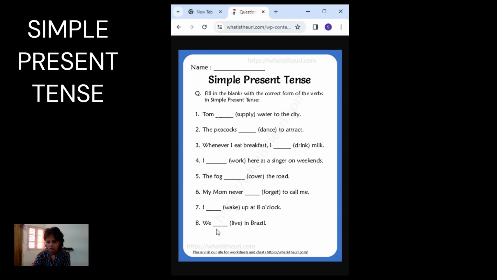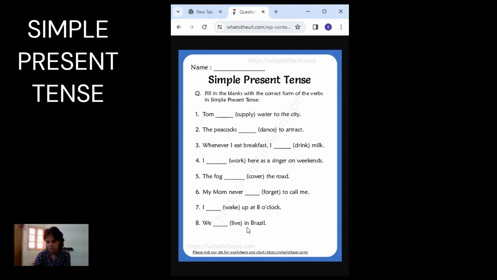Then eighth one, we dash live in Brazil. Here we means plural, and live in. This is a permanent situation, where they live. We don't use lives. We live in Brazil. That is how we say it. That means where they are living, where they are staying.